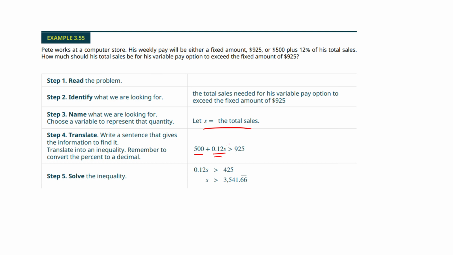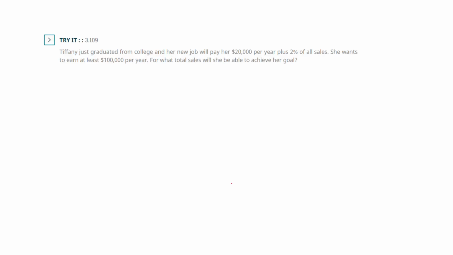So if he sells more, he can go over $925. So what we're trying to do is, when would he go over? How much would he have to sell in order to do better than the flat salary? And do better would be greater than. So we're sending 500 to the other side, dividing both sides by 0.12. And so here's our sales, $3,541 and 66 cents in sales. So I don't like the way this is worded. Let's do this one, because that "or" thing is really strange.